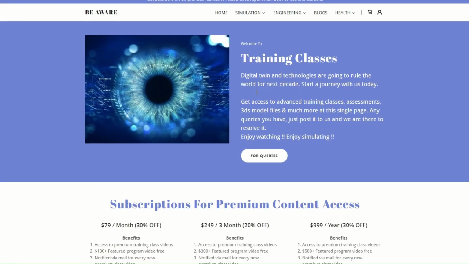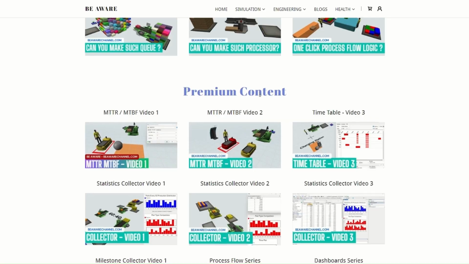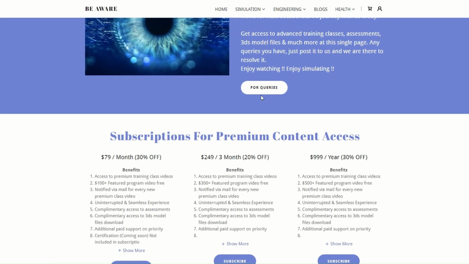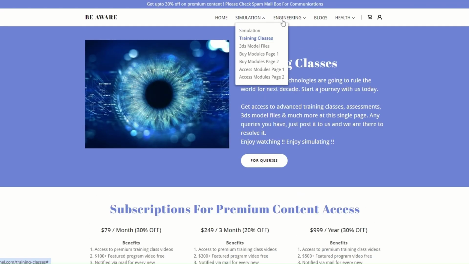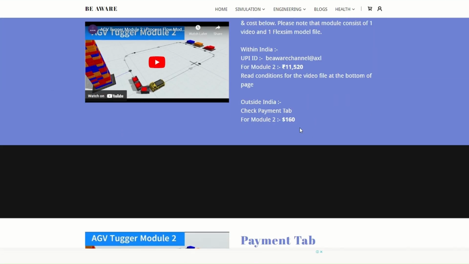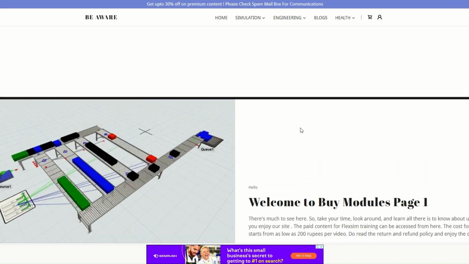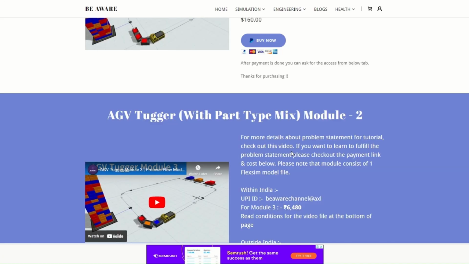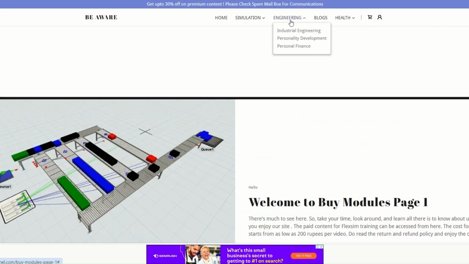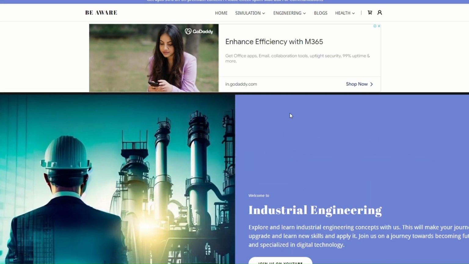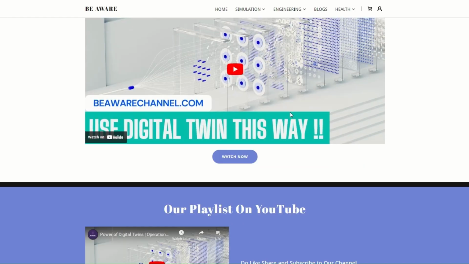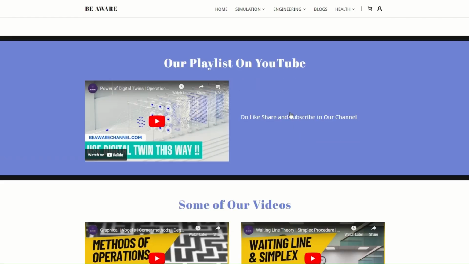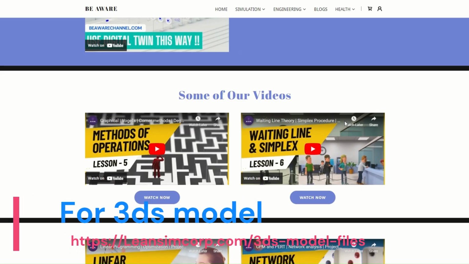Then we have the training classes here. If you want to opt for training classes based on subscription, we also have an option for that. You can visit and purchase that. Then we have the modules, specific modules which you can buy, and those modules you can use in your industrial projects or your engineering projects. Then we have the engineering tab where we bring in content related to industrial engineering, synchronization of different technologies, and the sync between simulation and industrial engineering.